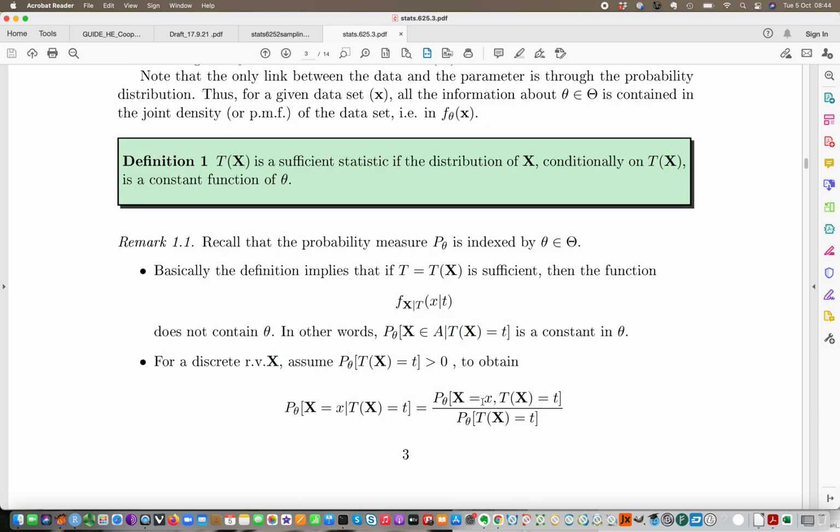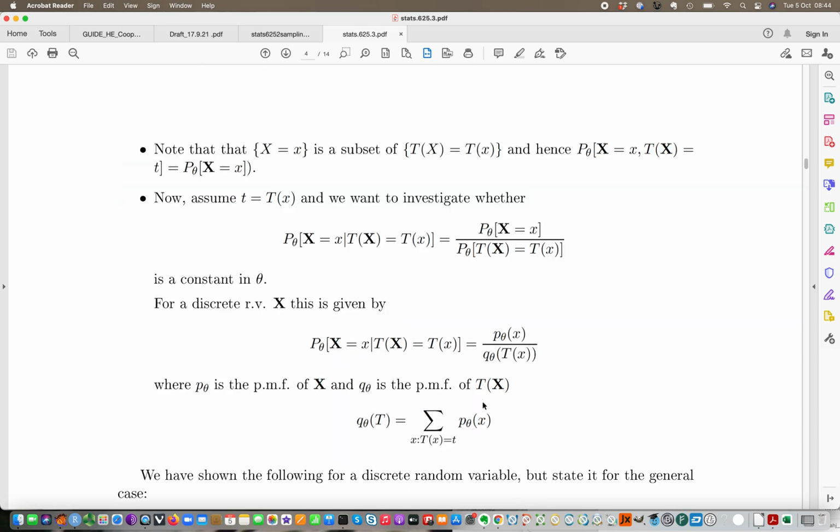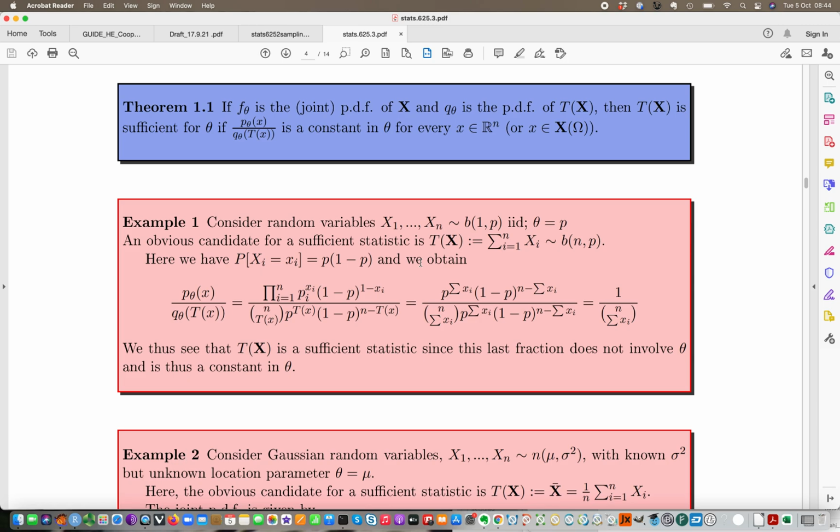We can then take a look at discrete parameters and show that if f_theta is the joint PDF of X and q_theta is the PDF of T of X, then we have sufficiency if this ratio is a constant in theta. That's one way of doing this. It's not the only way. But this requires us to find the density of T first, and then to check for sufficiency.